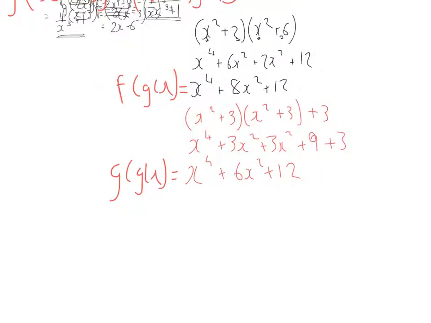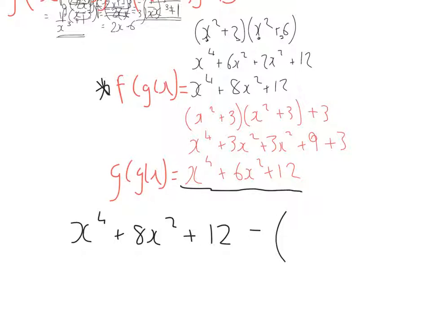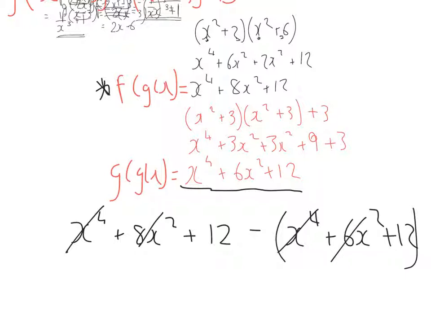I'm then to prove that f of g of x minus g of g of x is equal to 2x squared. So there's f of g of x, x to the 4 plus 8x squared plus 12, minus g of g of x, so I'll put that in a bracket because there's more than one term to show that I'm subtracting all of it. So then x to the 4 minus x to the 4 will cancel. I've got 8x squared minus 6x squared, which is 2x squared, and 12 minus 12 will cancel, and there's the final answer, 2x squared, as required.